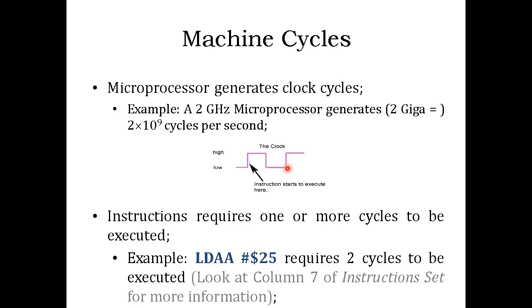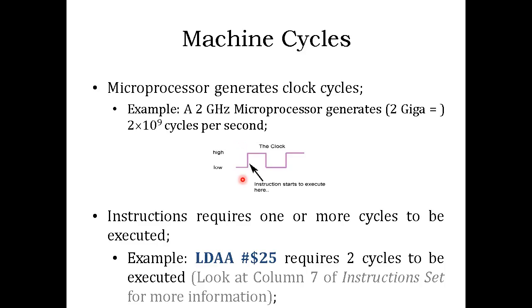For example, this is an instruction, like an immediate LDA #$25. This takes 2 cycles to execute. Now think about a 2 gigahertz microprocessor. It generates a lot of cycles, and this instruction only takes 2 of them in 1 second, which is extremely fast. That gives you an indication of how quickly your instruction will be executed by a 2 gigahertz microprocessor.